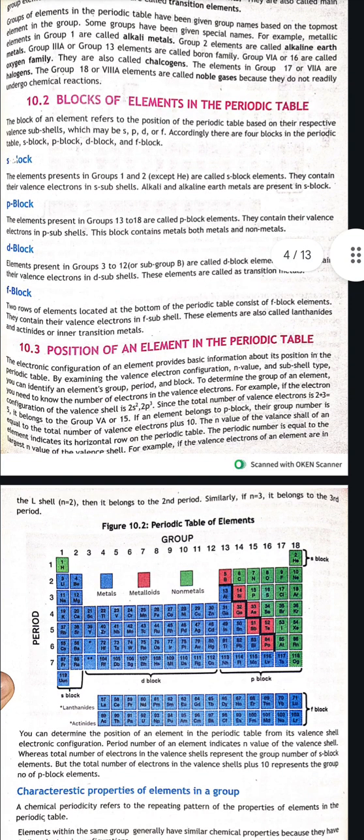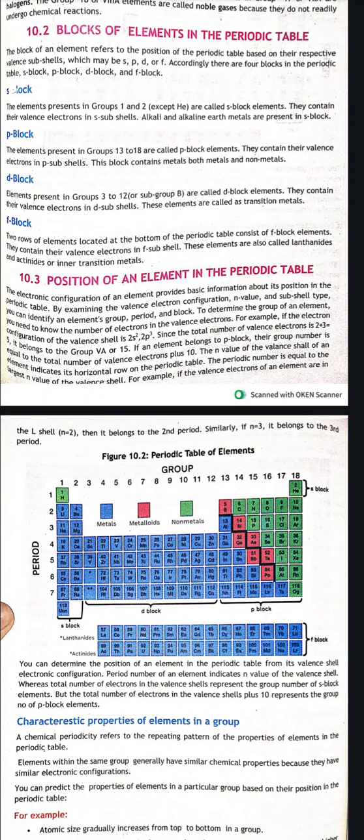Now we have the D block. The D block is group 3 to 12, and it has valence electrons in the d subshell. They are also called the transition metals. And the F block is present at the bottom of the periodic table, with valence electrons in the f subshell. They are also called the lanthanides and actinides, or inner transition metals.